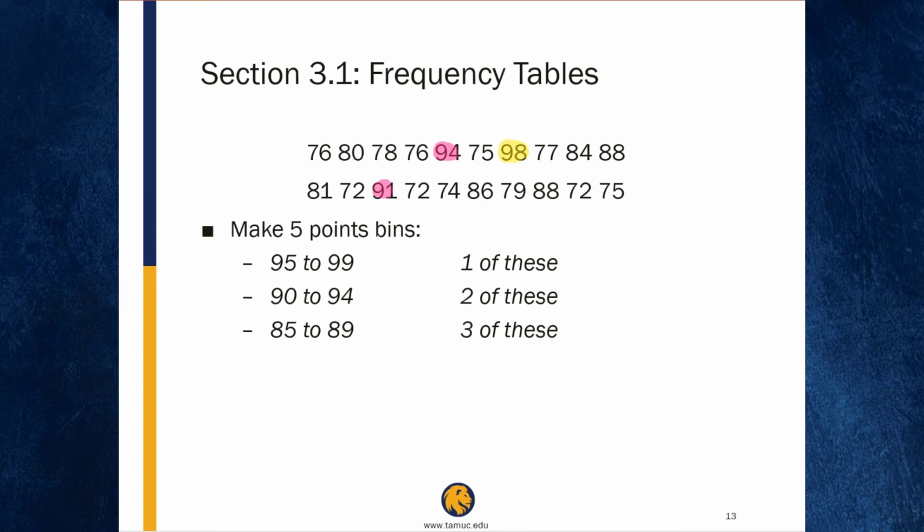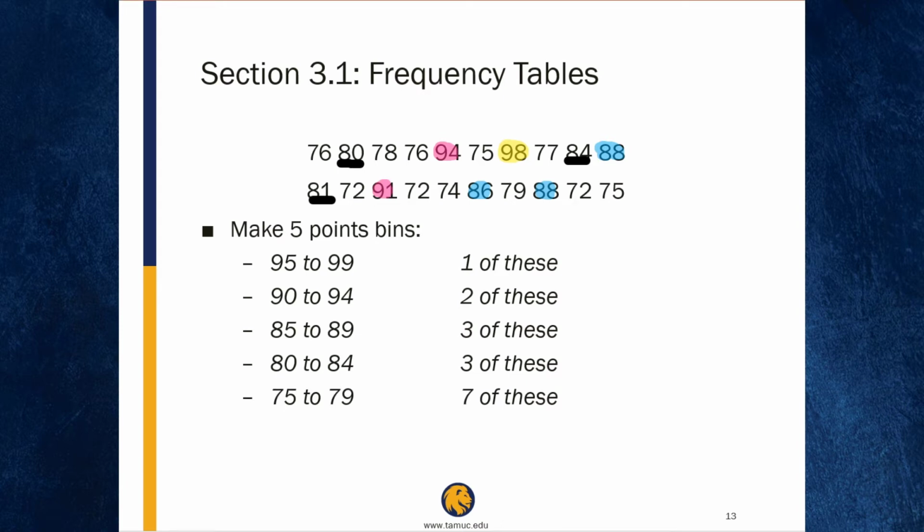Next one would be 85 to 89. And there's three of those. The 88, another 88, and an 86. Those all fall between those values and are in that bin. Then we have another one, 80 to 84. And we see there are three of those in here. There's an 80, there's an 81, and there's an 84. So we put those into that bin.